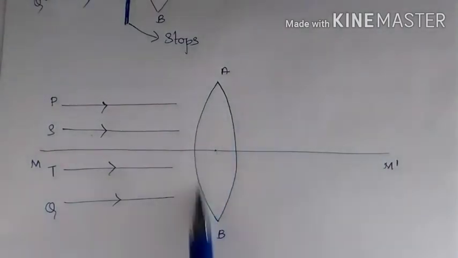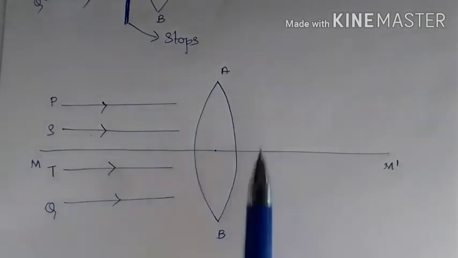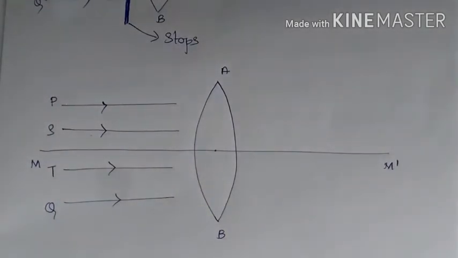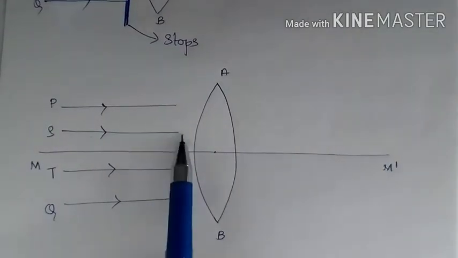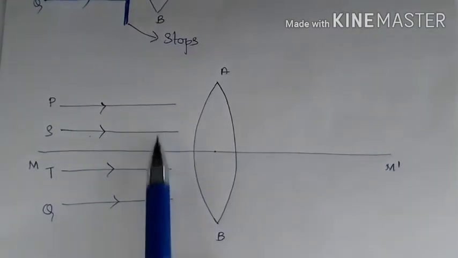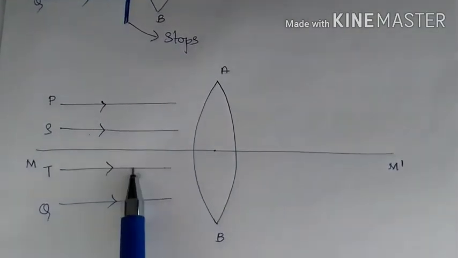Hence here we are using the wide aperture lens. So all these rays will not form an image at a single point. There will be 2 different points or 2 different focal points, and hence there will be variation in the image formation. Now what we have to do, we have to eliminate the S and T rays.